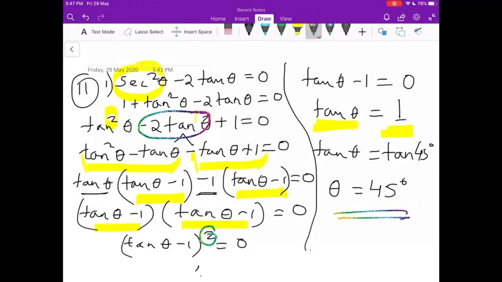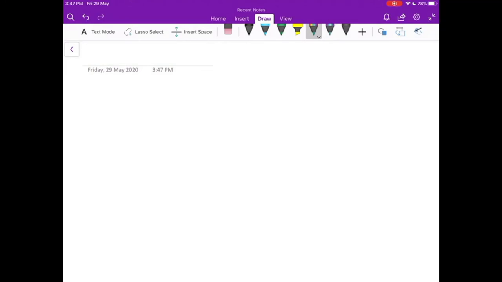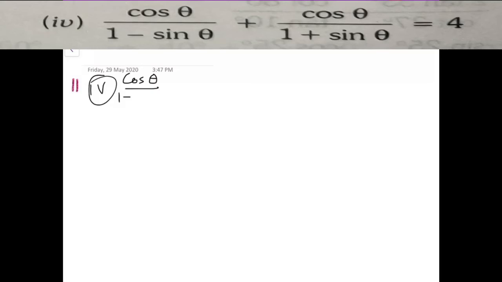Yeah, something which looks a little complex is 11.4. So let me do that 11.4. Okay, I'm going for 11.4 now. This is question number 11.4. So it is cos theta over 1 minus sin theta, then plus cos theta over 1 plus sin theta is equal to 4. Now we have to find the value of theta.